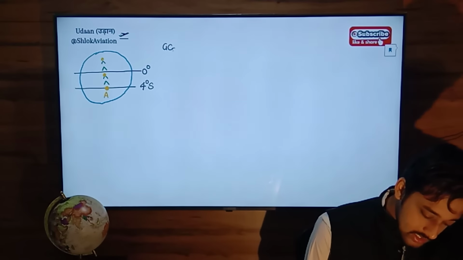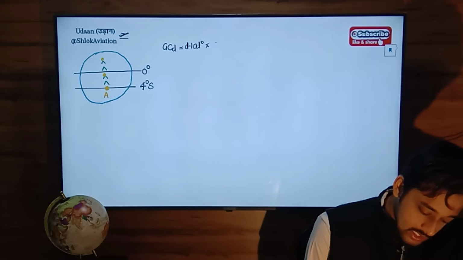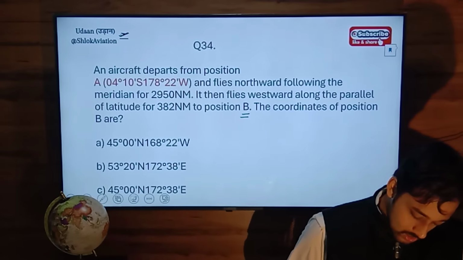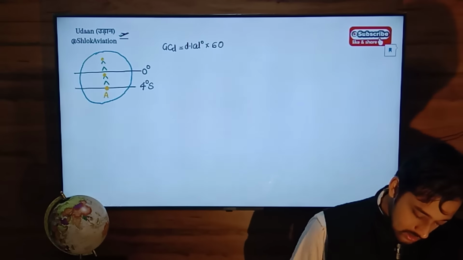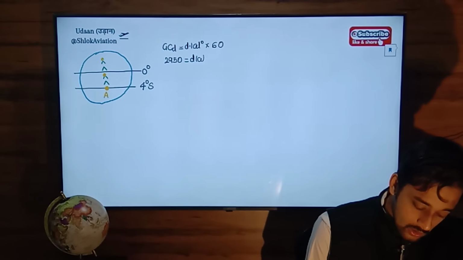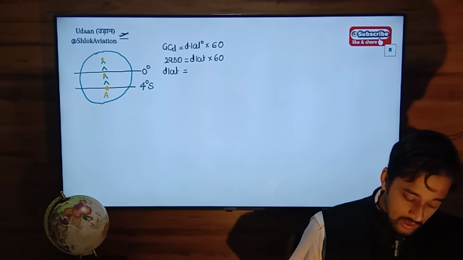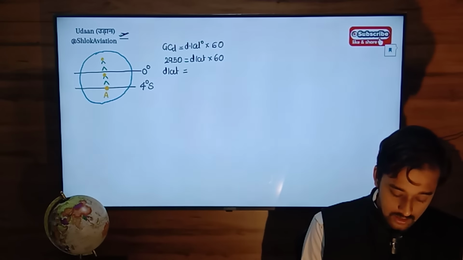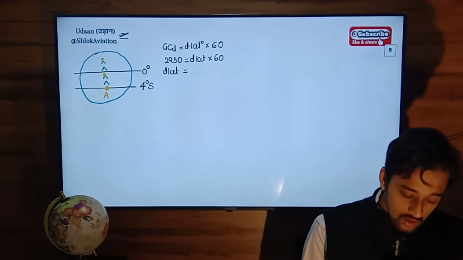Great circle distance equals difference in latitude in degrees into 60. So the great circle distance is given to you as 2950. D lat, which you do not know, into 60. D lat equals 2950 divided by 60, 49.